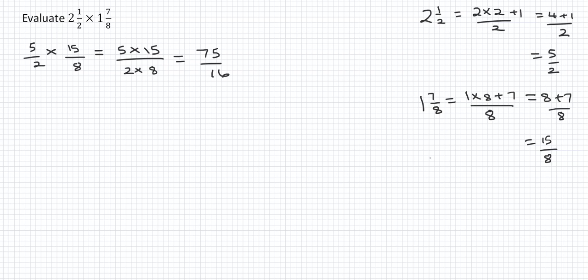So you can leave it this way, or you can take the extra step and convert it back to a mixed number. 75 divided by 16, there are 4 of them there. 4 times 16 is going to be 64. We subtract, we have 11. So this is also the same as 4 11 over 16. So these are two different ways of representing your answer. This is acceptable. This is also acceptable.